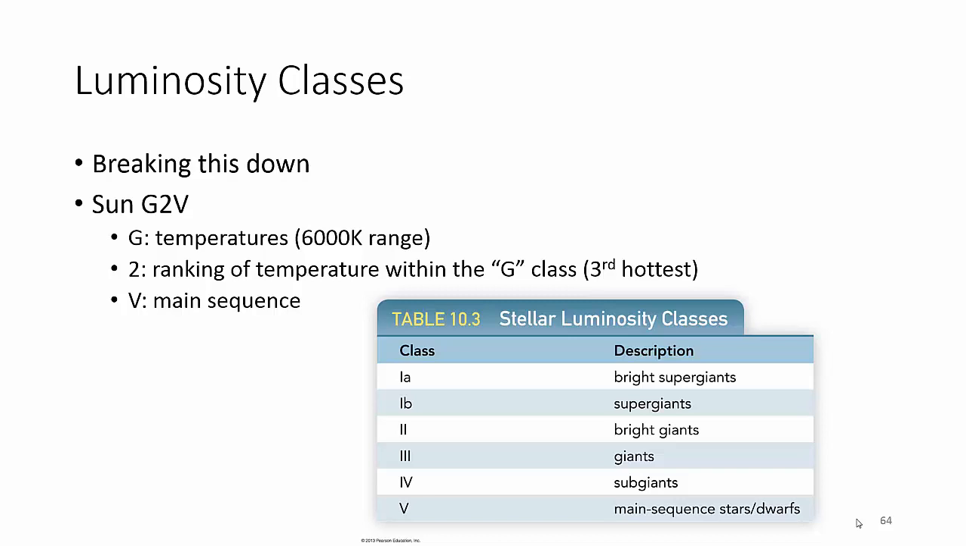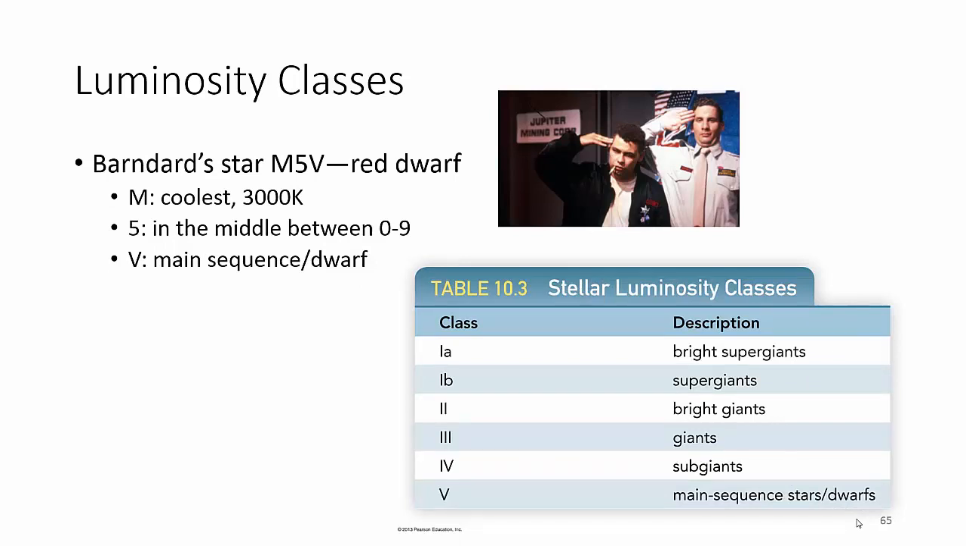Now taking another one, Barnard's Star, which is a red dwarf, M, so it's the coolest of them. Oh Be A Fine Guy/Girl Kiss Me, right? M is the last one. 5, it's in the middle, right? So not on the hot end, not on the cold end. And then V is either main sequence or dwarf star, and we know it's a red dwarf.